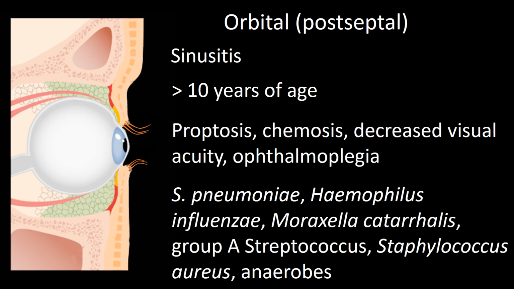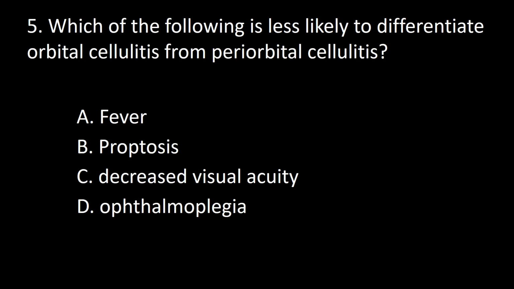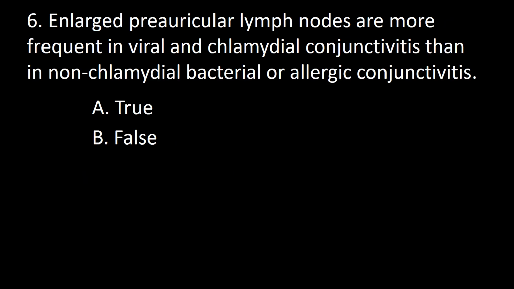The likely causes are S. pneumoniae, Haemophilus influenzae, Moraxella catarrhalis, group A Streptococcus, Staphylococcus aureus, and anaerobes. Patients with orbital cellulitis should be treated with IV antibiotics. So the answer to this question is A.